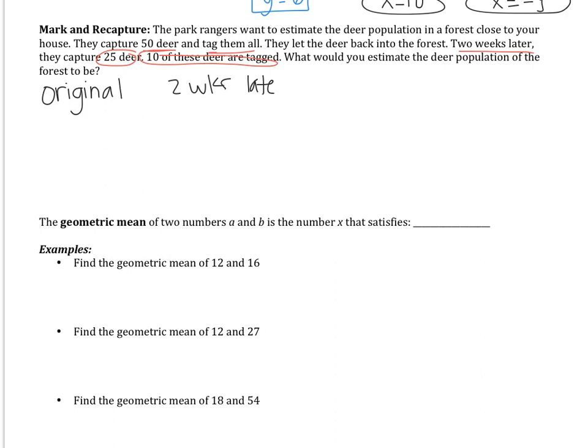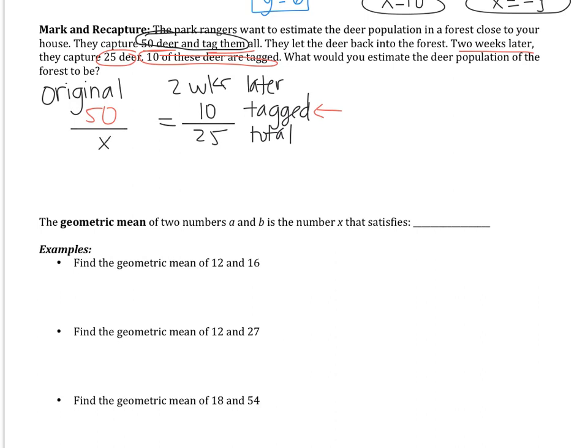2 weeks later, I captured 25 deer total, and out of those 25, 10 were tagged. So that's my first proportion, or my first ratio. After 2 weeks, out of 25 total deer, 10 are tagged. Originally, I had 50 deer that were all tagged. That goes in the numerator because those are tagged. So 50 goes here. I want to know originally the total number of deer.